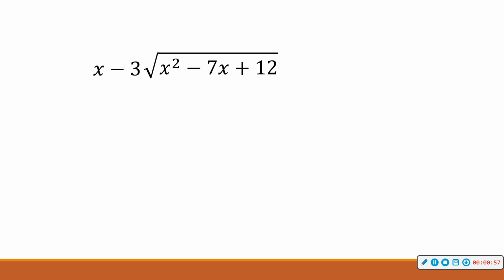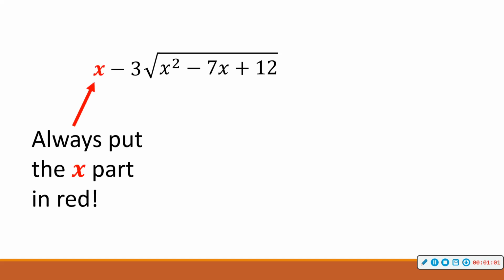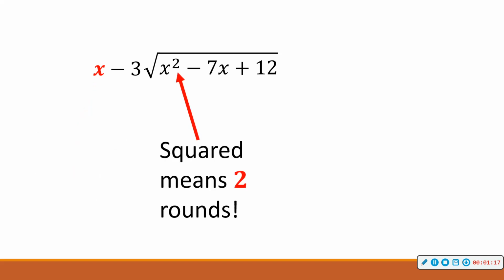So your first trick is always to change the part that's x that you're going to be dividing into something into red, okay? And that makes it clear in your head that that's the only bit that's going to be doing the division. If that was a 2x, the 2x would be in red. Whatever the x part is, that's going to be doing the dividing. Because it's squared, it's going to be 2 rounds, round 1 and round 2. That will become apparent in a minute.